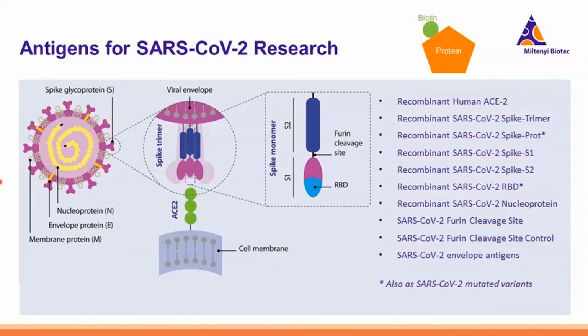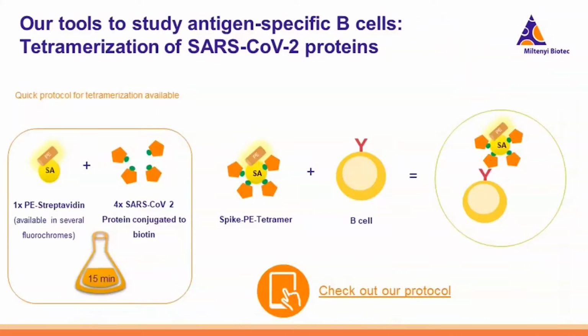Well, it's really important to use protein because the B cell receptor recognizes actually the full native protein, properly folded and glycosylated. And to study it, what we have developed was a tetramer solution. Basically, it is quite easy to put together.